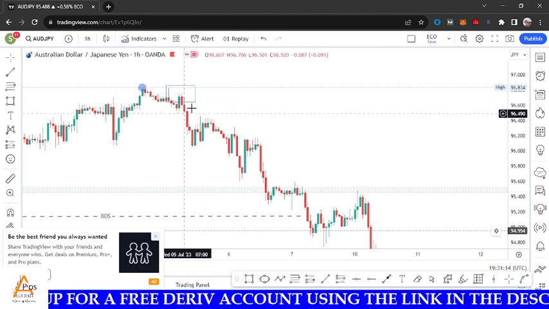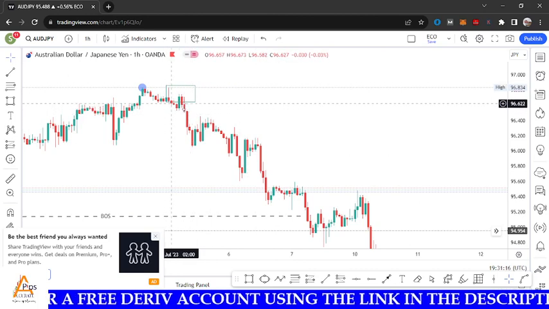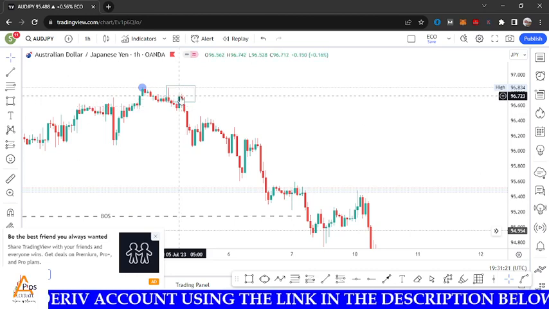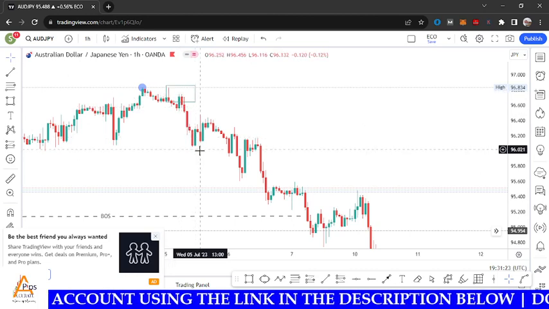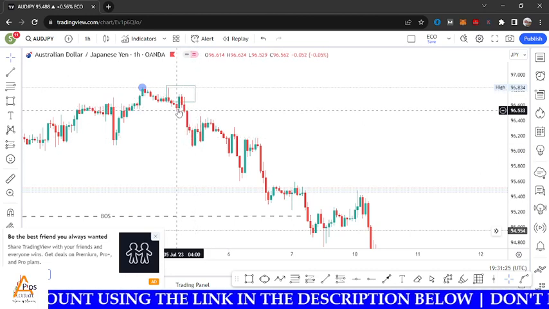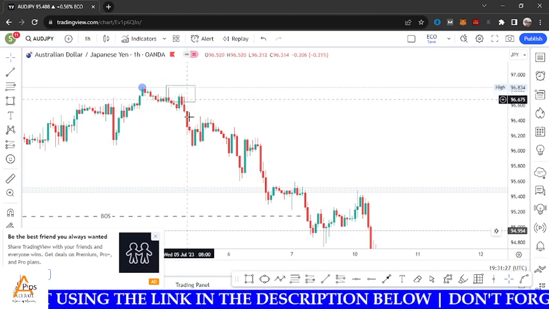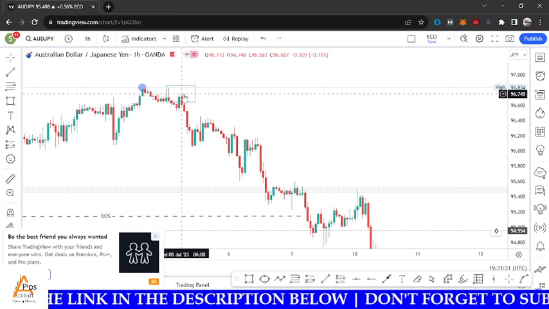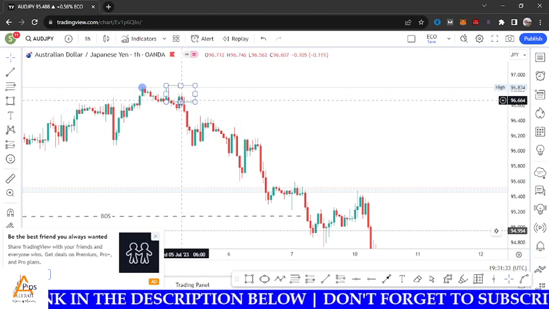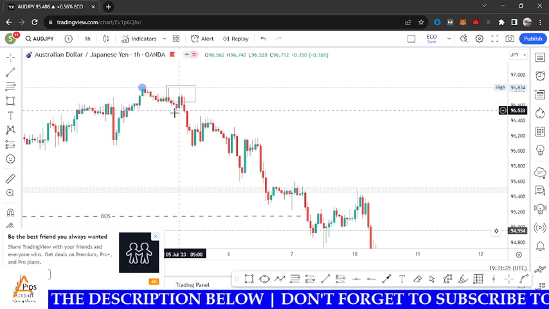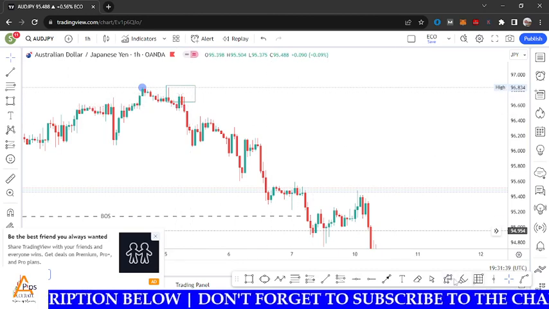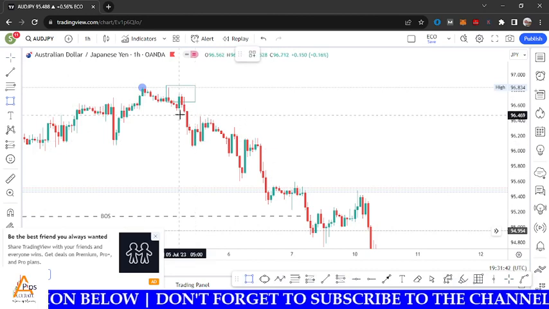Now we break below this order flow, then we mitigated this order flow before going down. Now after this mitigation, we went down. This was a valid pullback into the order flow, because it took the high of this guy. So that is our new order flow.